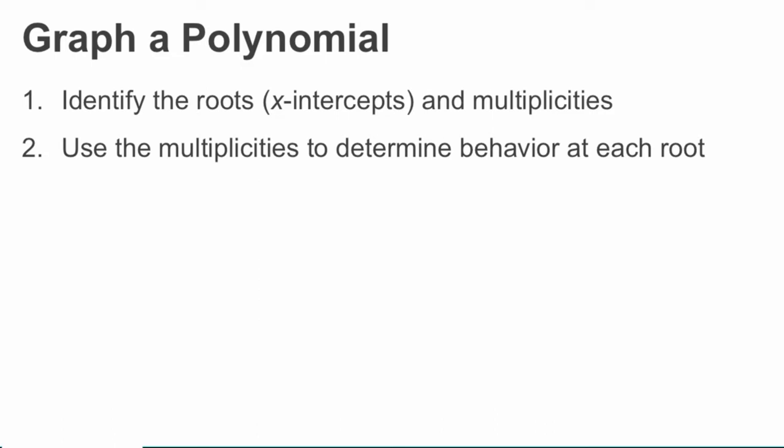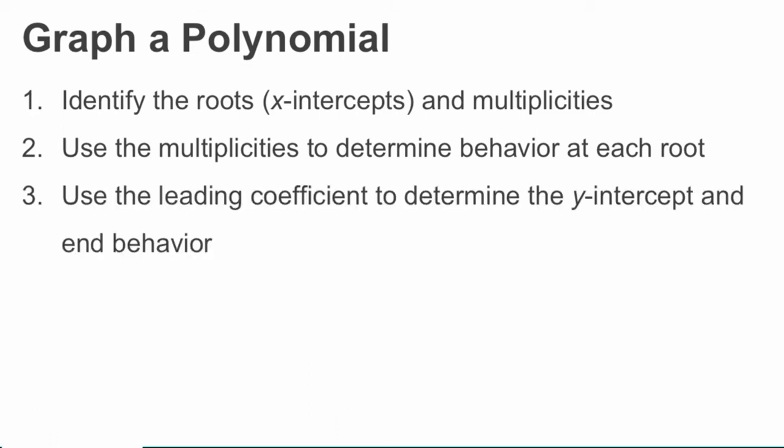Using the multiplicities, we can determine the behavior at each root. So for instance, whether the graph should bounce off of that root or whether it should go through that root, and things like that. Finally, we can use the leading coefficient to determine the y-intercept and the end behavior of our polynomial. So let's look at an example.